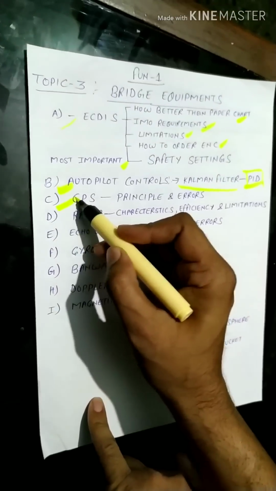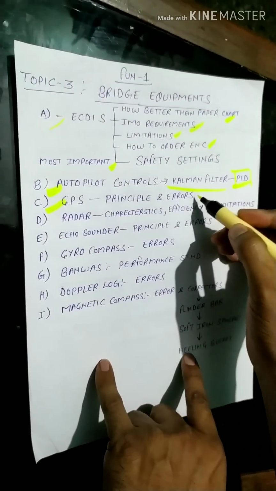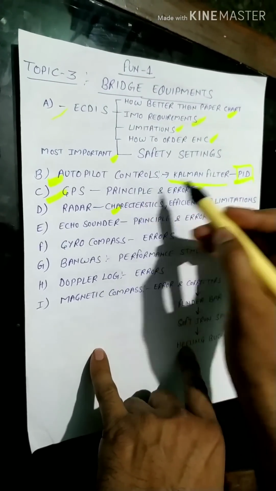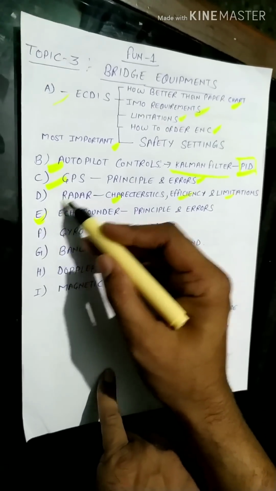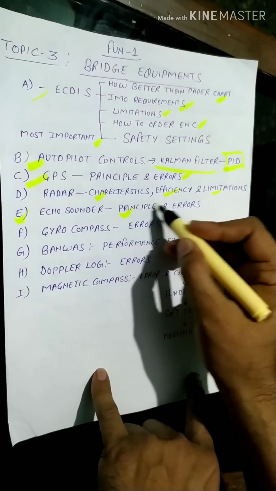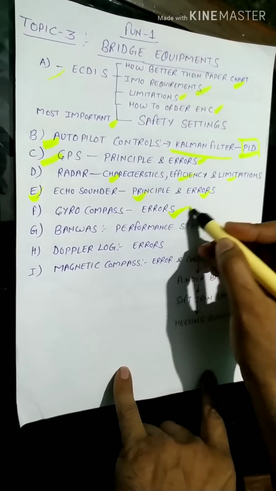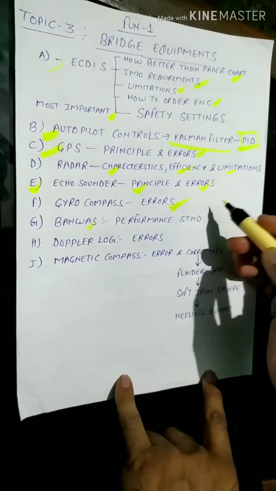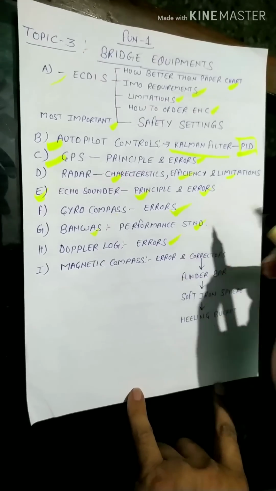Next equipment is GPS. In GPS you should know principle and the errors. In radar, characteristics, efficiency and limitations. In echo sounder you should know the principle and the errors. In gyro compass, only errors. BNWAS, performance standard. In Doppler log, only errors.